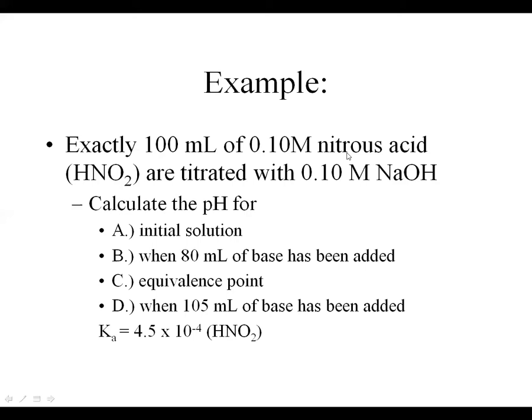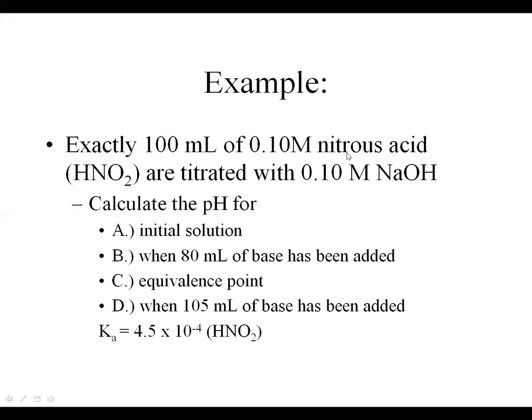So initially, before we add anything, after we add 80 milliliters of the sodium hydroxide, we also want to find the pH at the equivalence point. And then lastly, we want to find what the pH is after we've added 105 milliliters of base. We have a Ka value for HNO2 given to us of 4.5 times 10 to the minus 4.